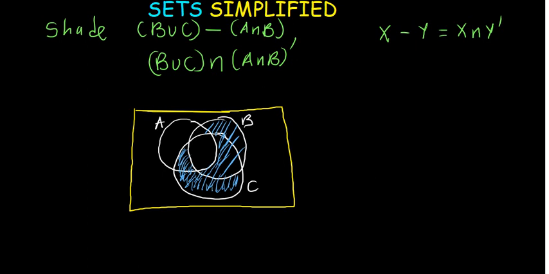Okay. So for this set, we are shading B union C, just everything in B together with everything in C. But it shouldn't include the intersection of A and B. The intersection of A and B is this region you can see here. It should be in B and C, that is B union C. But don't include where A and B are intersecting. This is the region. That is the A intersection B complement.